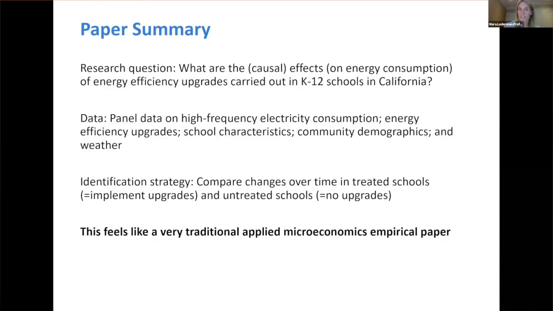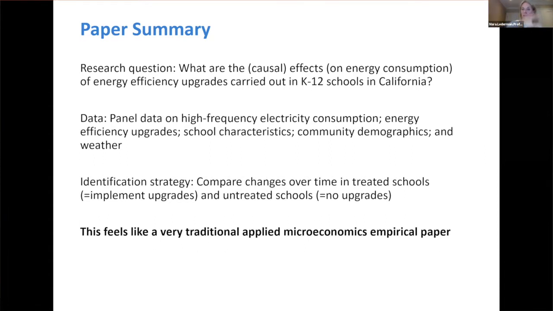So let's start by asking, what does the paper do? The paper asks a very reasonable research question: what are the causal effects on energy consumption of energy efficiency upgrades carried out in K-12 schools in California? So they basically motivate it by saying, when we're proposing energy efficiency upgrades, we come up with these estimates of how much these will save after the fact in terms of energy consumption. And maybe those are right and maybe those are wrong. And increasingly, we're trying to study whether or not these upgrades actually deliver the savings that people claimed they would deliver when they were being proposed.